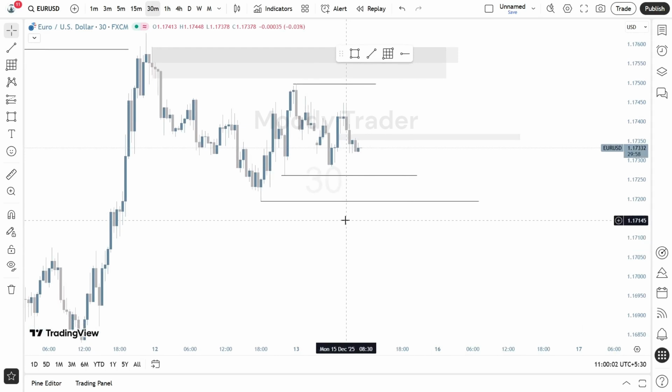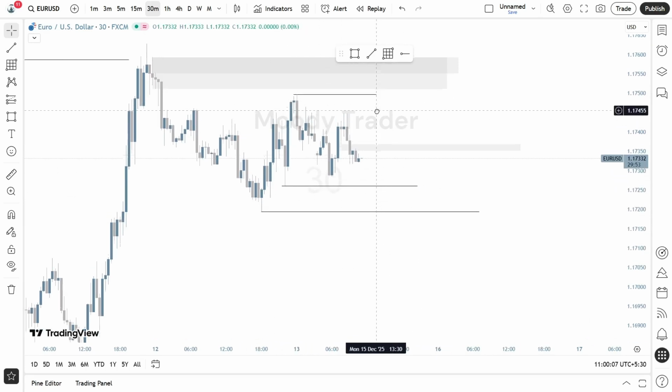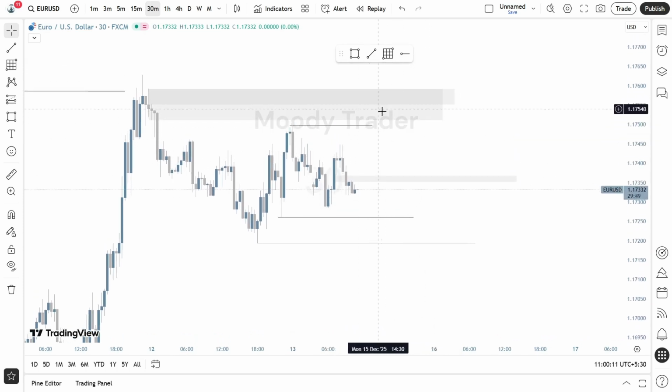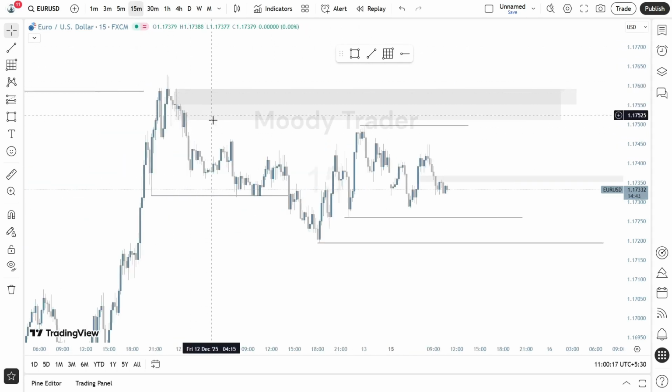After the price taps the daily range, I'll be bullish in the market till the above level, and if not, then I'll be waiting for the price to tap this higher time frame order block, and then we can possibly go to the downside. Let's move to the 15 minutes now.